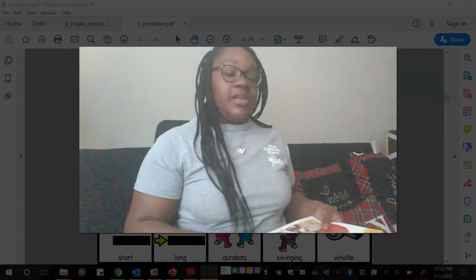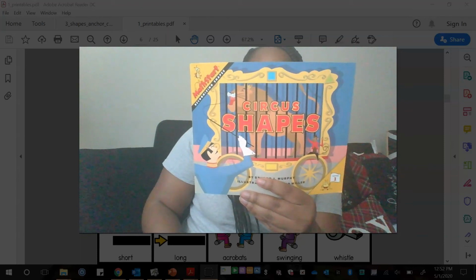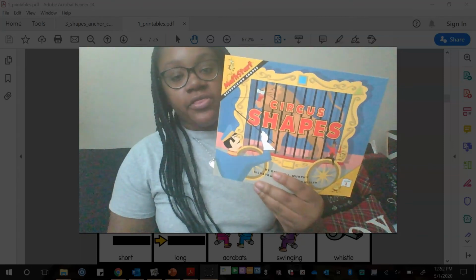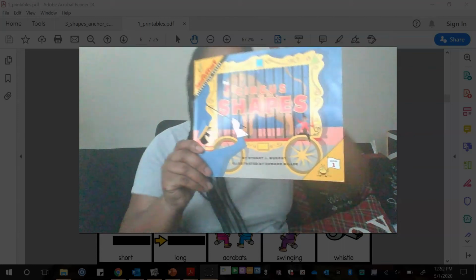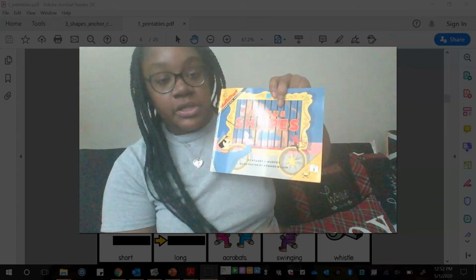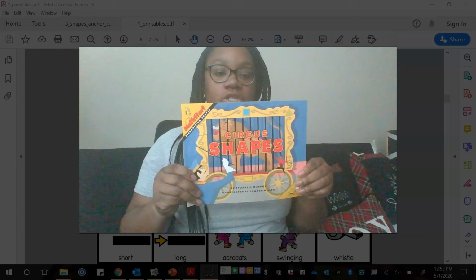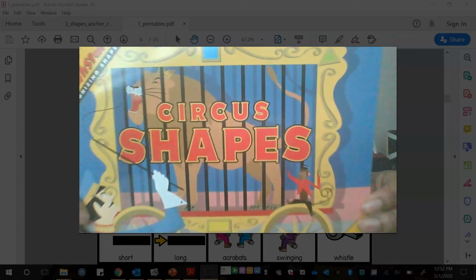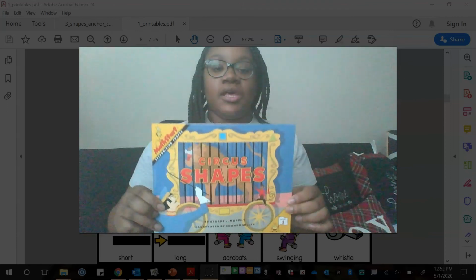So remember, the name of our story is Circus Shapes, and the author is Stuart J. Murphy. And it was illustrated by Edward Miller. So the author wrote all of the words, and the illustrator drew all of the pictures. And what was the name of our story again? Circus Shapes. Good job, guys.